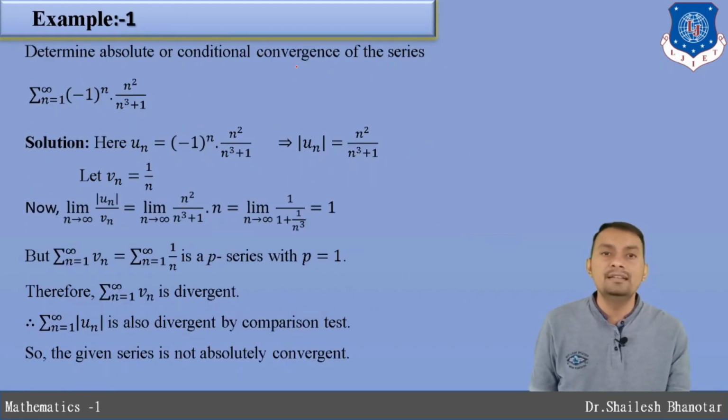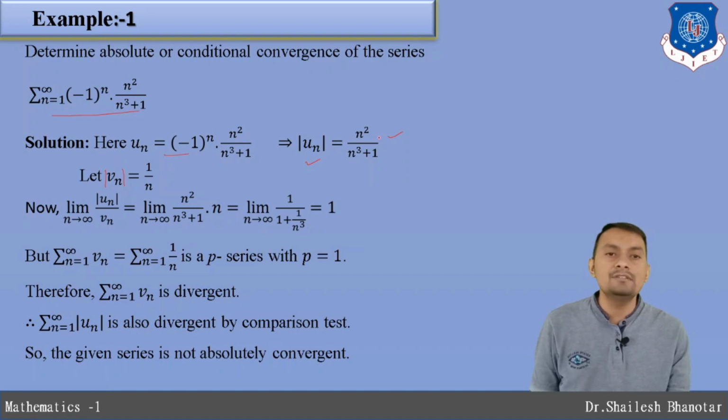Determine absolute or conditional convergence of the series summation from n equals 1 to infinity of minus 1 raised to n, n square divided by n cube plus 1. So this is our Un, and you can also take its absolute value, n square divided by n cube plus 1. Here we want to show whether the given series is absolutely convergent or not, and for that you have to start with its absolute value. From this we determine Vn, also for simplicity, you may assume the modulus.